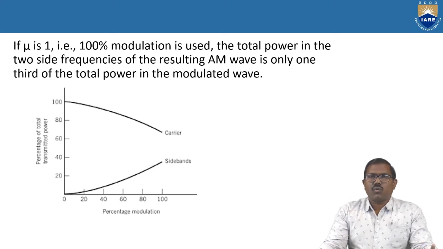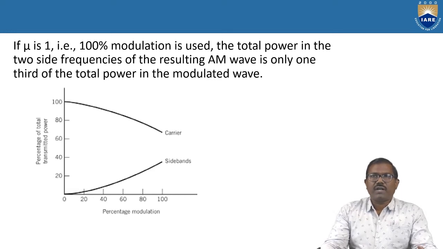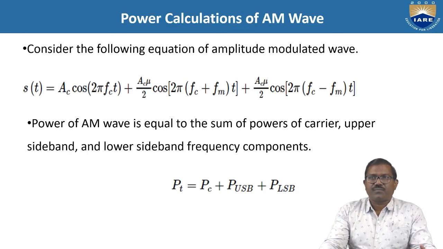So what is mu? Mu is the modulation index. If mu is 1, that is 100% modulation is used. So the total power in the two side frequencies of the resulting AM wave is only 1/3 of the total power in the modulated wave. So how this statement comes will be shown in the next slides.